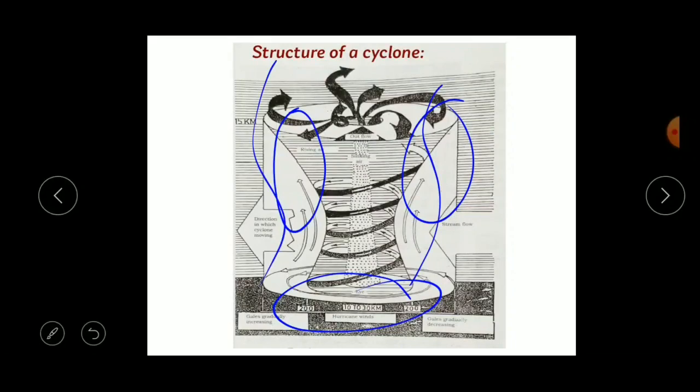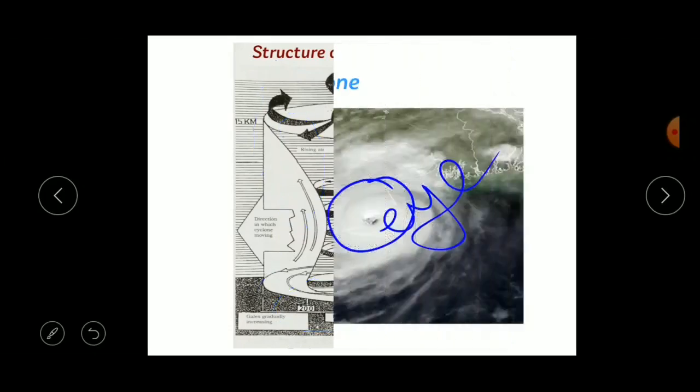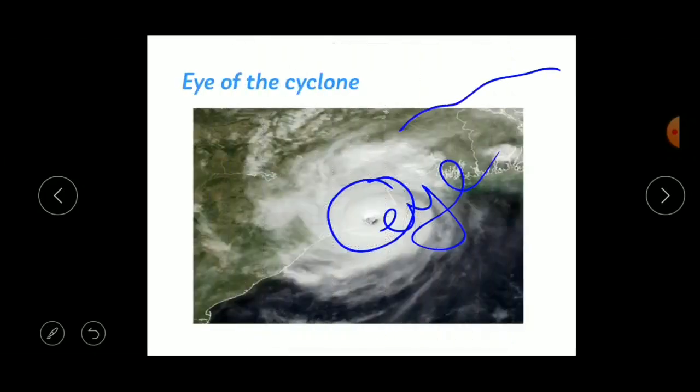The first indication of a cyclone can be observed when strong wind starts flowing and pushing away the water from the shores. Shores in the sense the edges of the sea. Suppose this is a sea, so this one you call a beach. The edge of the sea is called a shore.